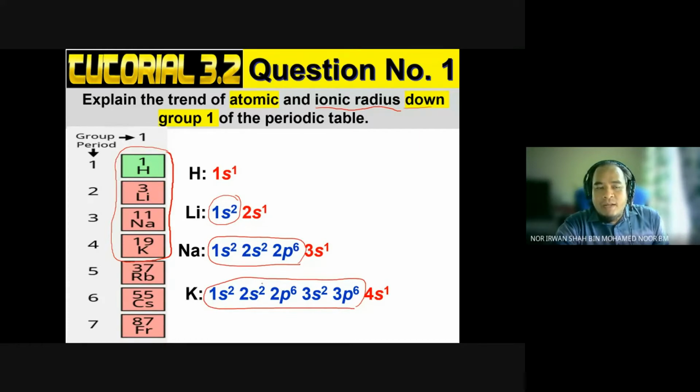Tetapi keempat-empat ni outer electrons are the same. Still one outer electron ataupun still one valence electron. Cuma yang membezakan adalah inner electrons. So, kita dah bincang dah sebelum ni kan.